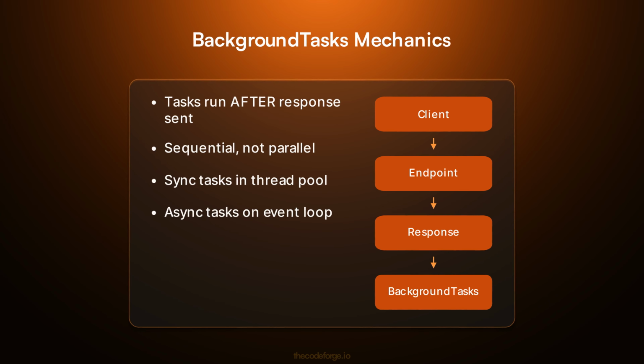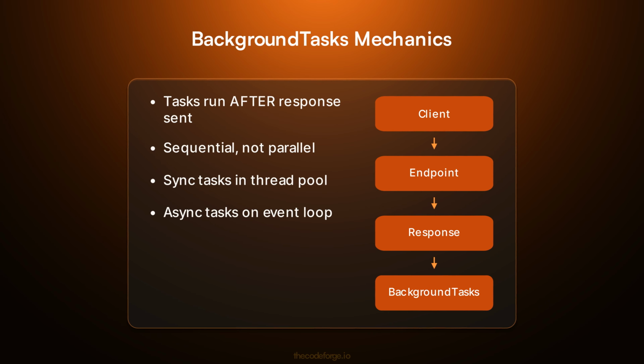Background tasks execute after the HTTP response is sent, the client never waits. Tasks run sequentially in registration order. Regular def tasks run in the thread pool, while async def tasks run on the event loop itself.